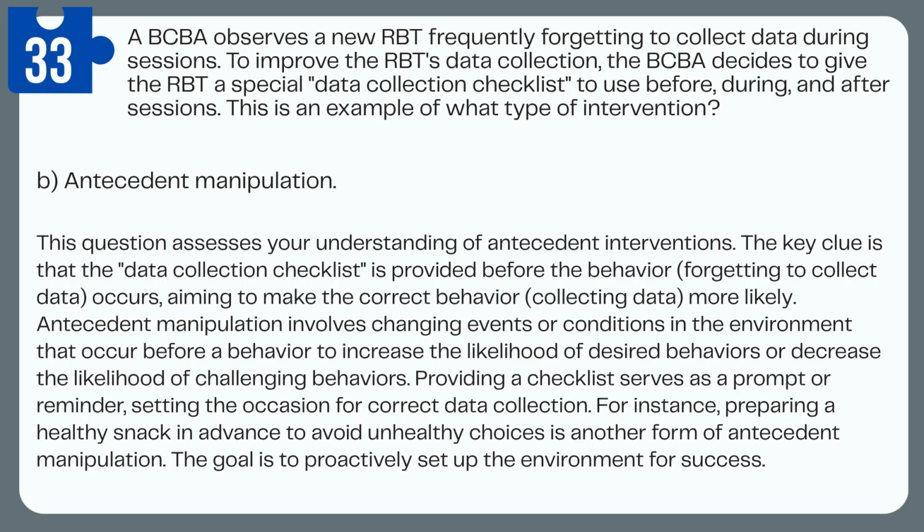Antecedent manipulation involves changing events or conditions in the environment that occur before a behavior to increase the likelihood of desired behaviors or decrease the likelihood of challenging behaviors. Providing a checklist serves as a prompt or reminder, setting the occasion for correct data collection. For instance, preparing a healthy snack in advance to avoid unhealthy choices is another form of antecedent manipulation. The goal is to proactively set up the environment for success.